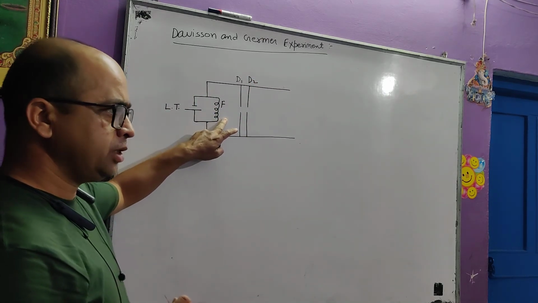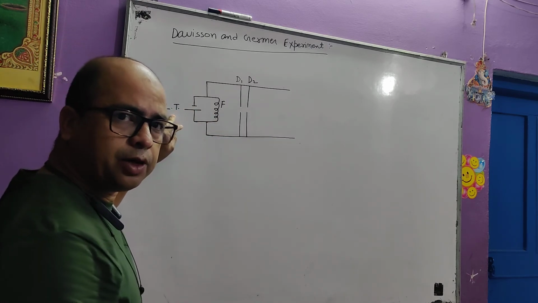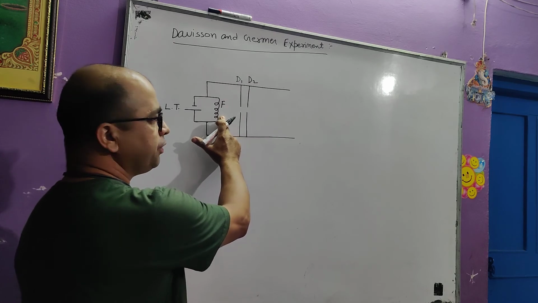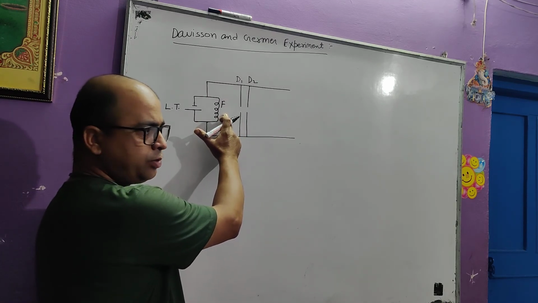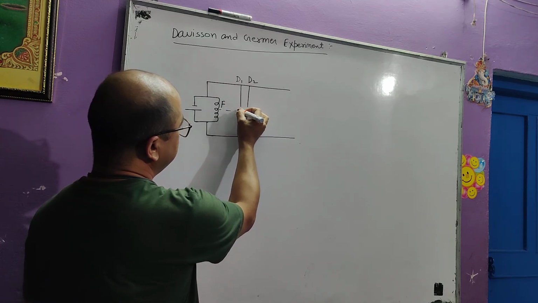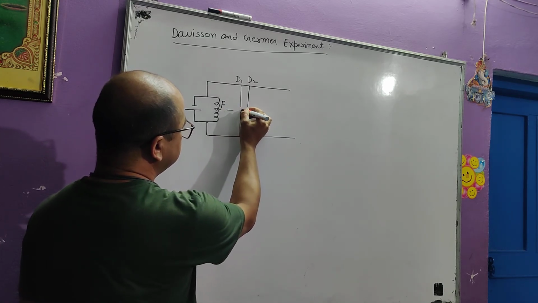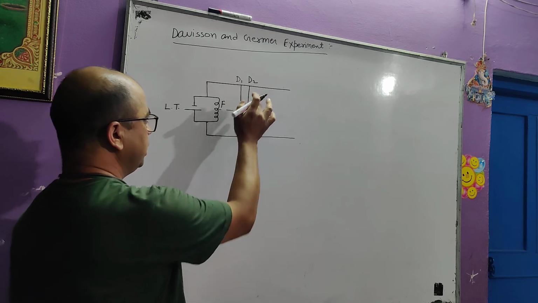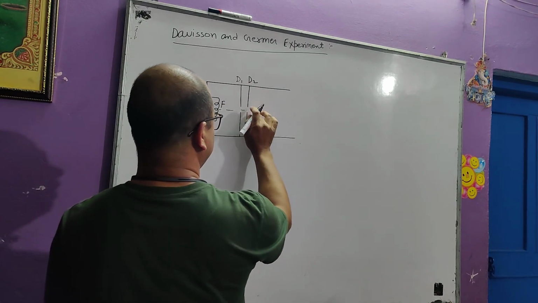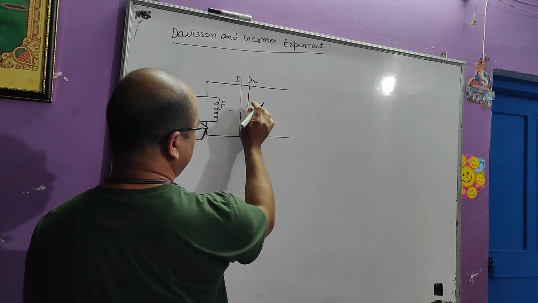This is a filament which is heated with the help of a low tension battery. Electrons are emitted from the filament. These electrons are restricted along a straight line with the help of two directing slits, D1 and D2. These electrons pass through the slits as a fine beam.